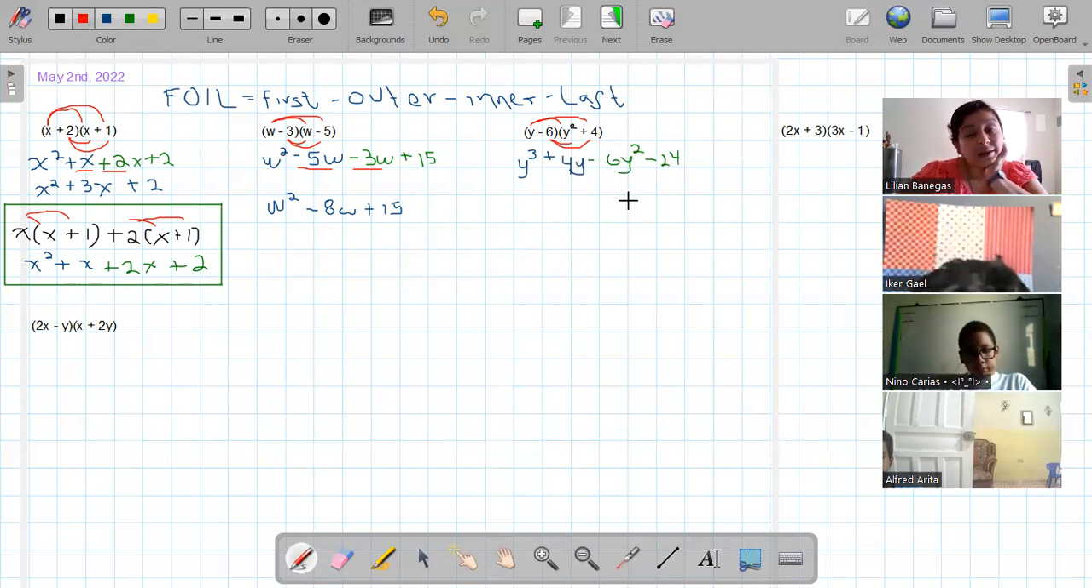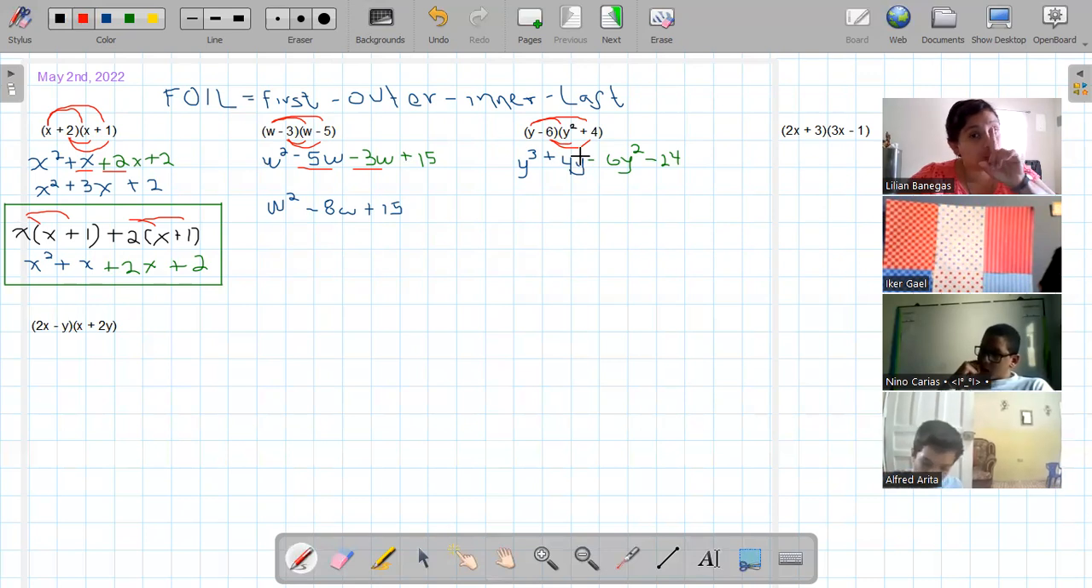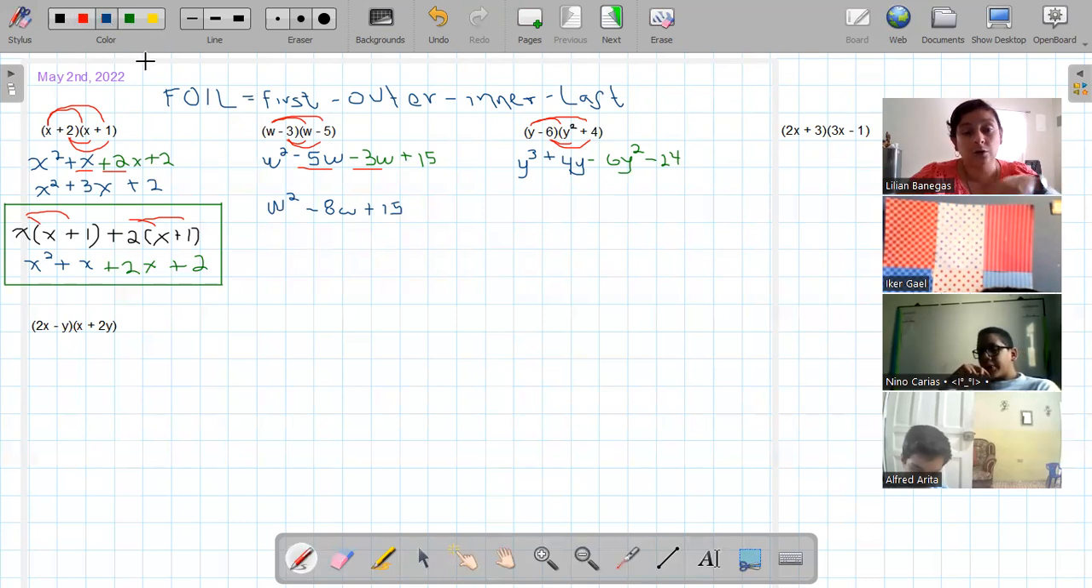Now, I told you before that the two middle terms are always like terms. Is that true in this case? No, it's not. It will always be a like term when your variables have exactly the same exponent. In this case, the two middle terms are not like terms because this term has an exponent 1, an invisible one, and this third term has a power 2. So they're not like terms. So what would be our final answer? Well, our final answer in here is this.